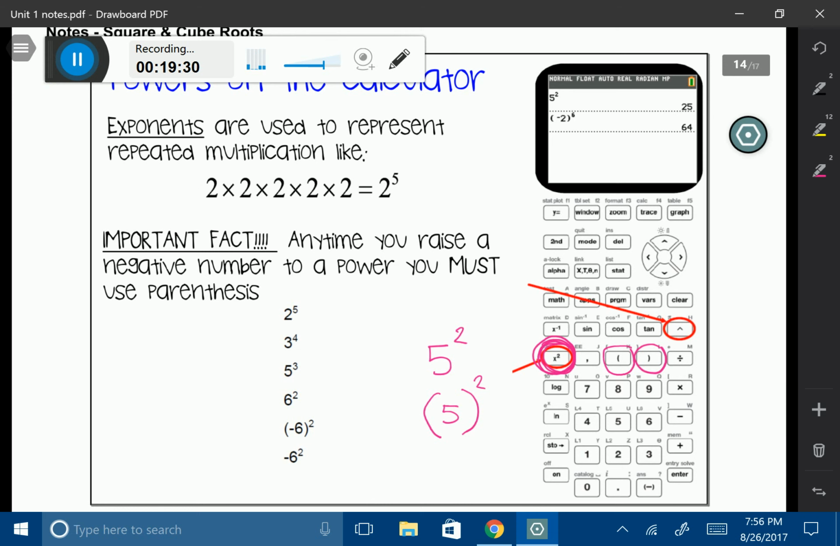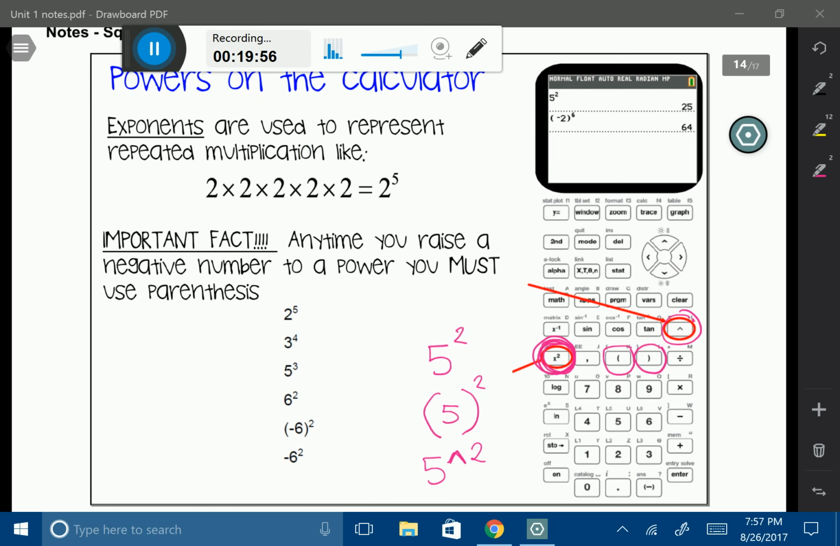Another way to do it is this little caret here. Not as common, but feel free to use it. You can do something like 5, and then if you click that caret, that's basically saying, okay, I'm going to raise it to what power? Second power. We really don't use that button much when we're raising things to the second power. We use it more for when we cube a number or raise it to the 4th power. So feel free to go ahead and try negative 2 to the caret 6th power and see what you get from there.